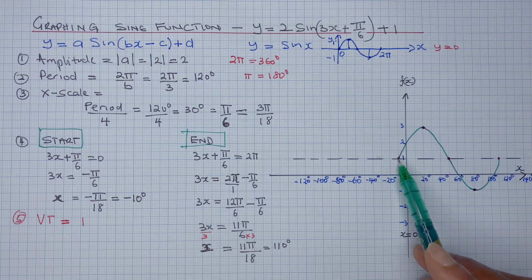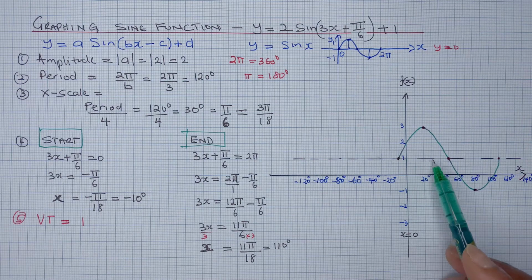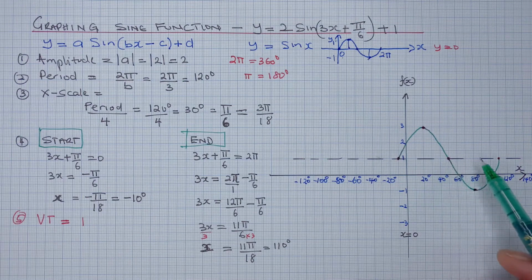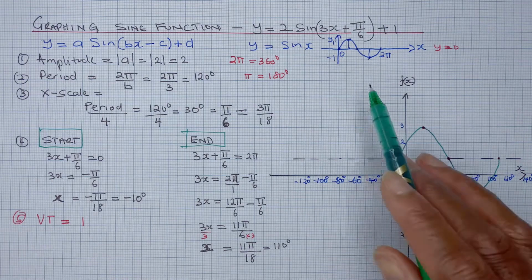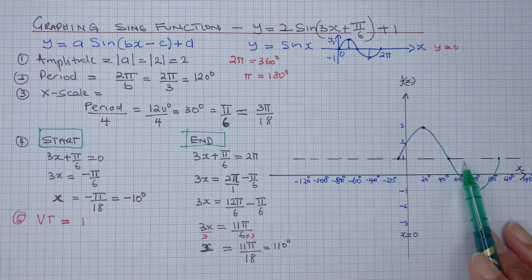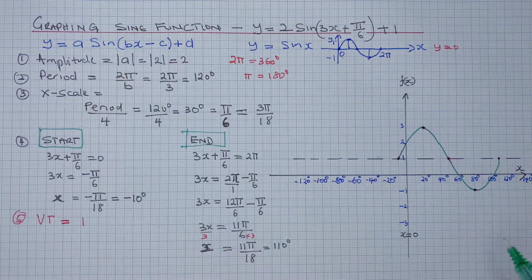Minus 10 to 30 to 20, that's the first part. Then 20 to 50 is the second part. Then 50 to 80 is the third part, and 80 to 110. Just like this is by 90, 90, 90, this is by 30, 30, 30. And that's what these functions are telling us. That's what we need to do to be able to sketch it.